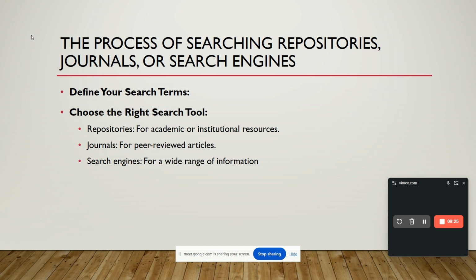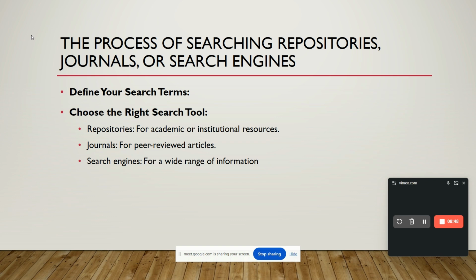So the first thing is you define your search terms. By search terms, usually when maybe we have an assignment, discuss the importance of churches in the society. So my search terms could be importance of churches in society, and then choose the right search tool.